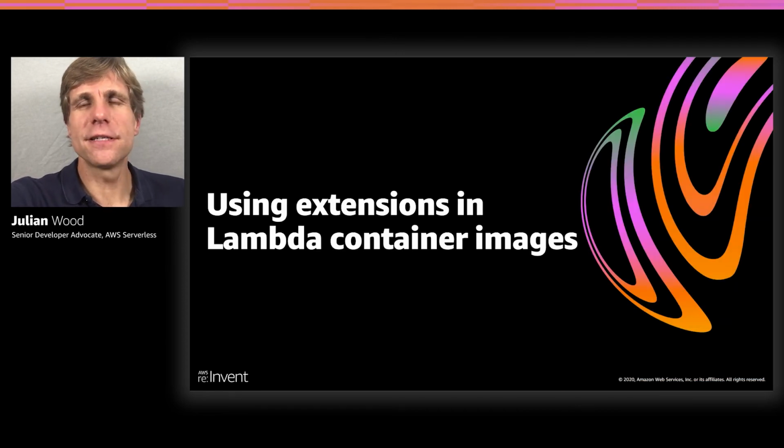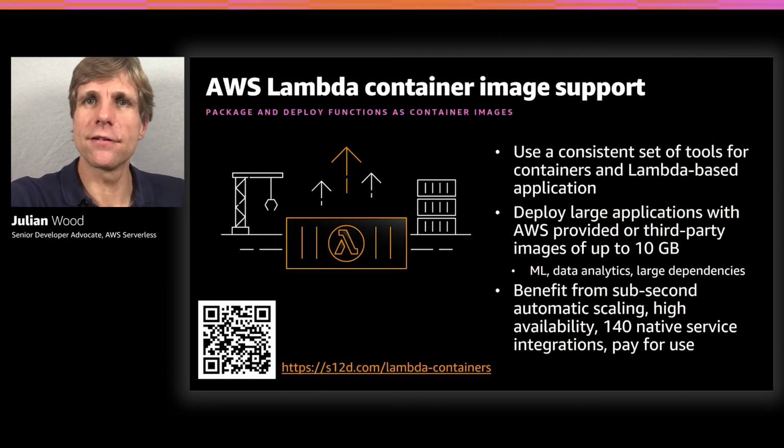So, with the option to package Lambda functions as container images, how do extensions fit in? Well, just to recap on container image support. Lambda container image support allows you to build and package your functions as container images from a Dockerfile. So you can take advantage of the rich container tooling ecosystem, including the Docker CLI. If you use container tooling to build applications, this allows you to benefit from the simplicity and familiarity of container development practices and dependency management.